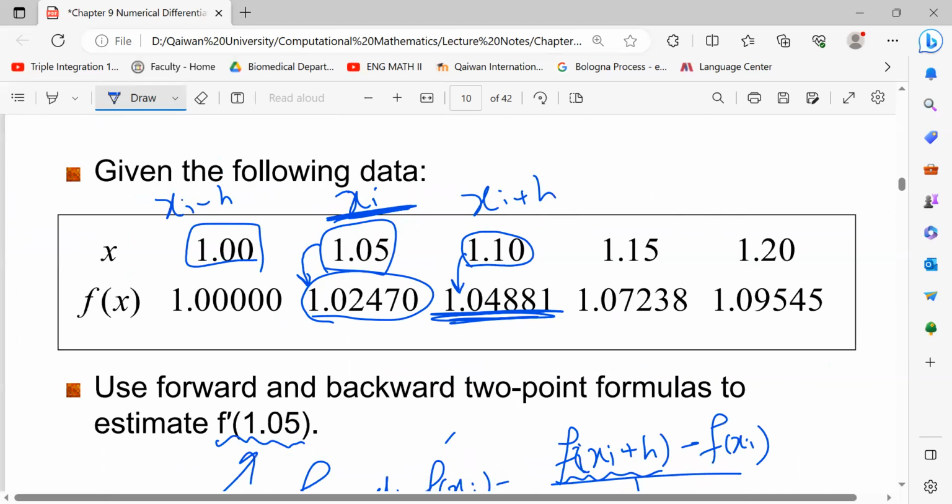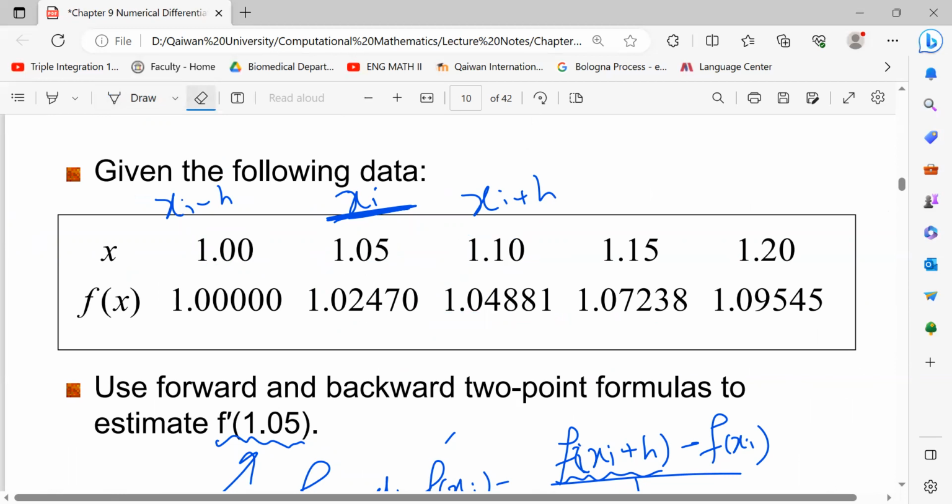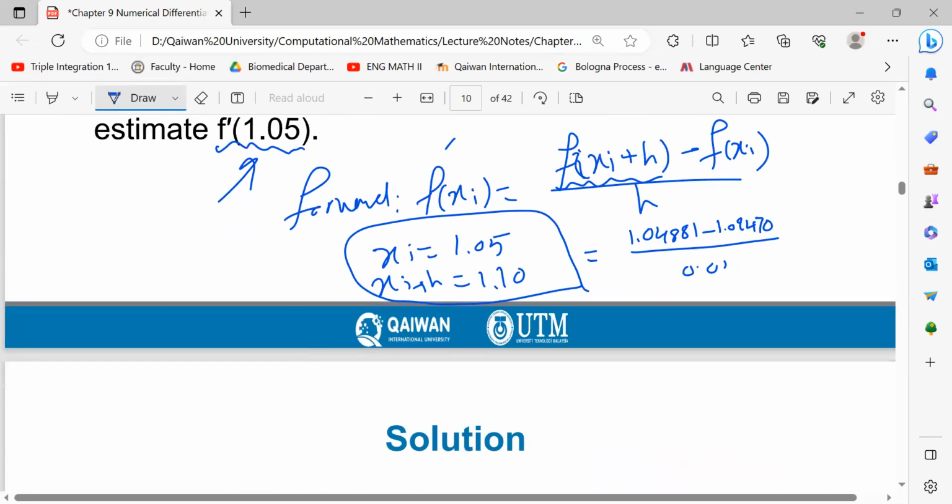What's h? Just subtract two successive x values. Look, let's subtract these two. Okay? It's 1.15 minus 1.10. It's 0.05, is it? It is 0.05. So this is h, dividing by h, 0.05. Just calculate this. It's easy. It's just using the rule, nothing else. If you know the rule, it's easy.